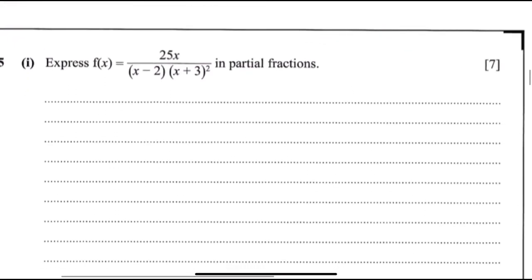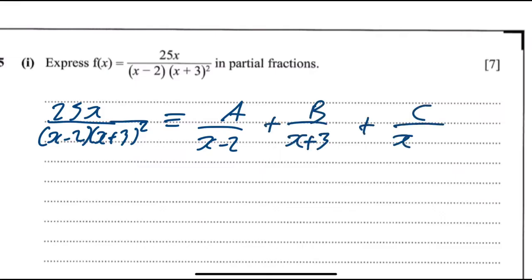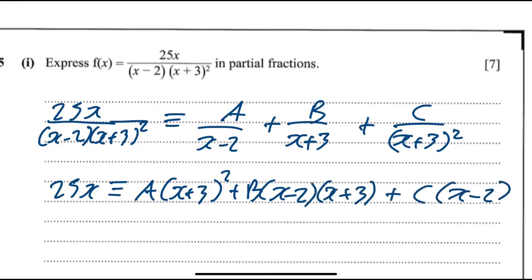Okay, next one is a partial fractions question. Lovely. We're going to say that 25x over (x minus 2)(x plus 3) squared is identically equal to A over x minus 2 plus B over x plus 3 plus C over (x plus 3) squared. If you multiply it across, you'd get 25x identically equal to A times (x plus 3) squared plus B times (x minus 2)(x plus 3), and then plus C times (x minus 2).